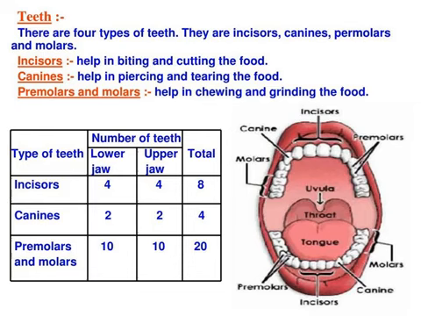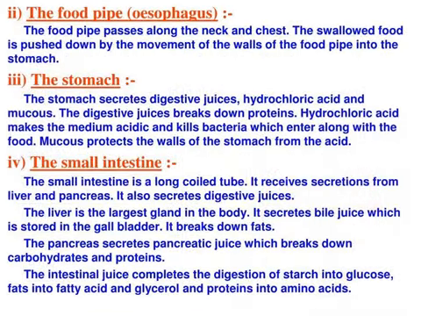The next is the food pipe, the esophagus. Chewed food from the mouth slips into the food pipe, also called the esophagus. The food pipe passes along the neck and the chest. The swallowed food is pushed down by the movement of the walls of the food pipe into the stomach.